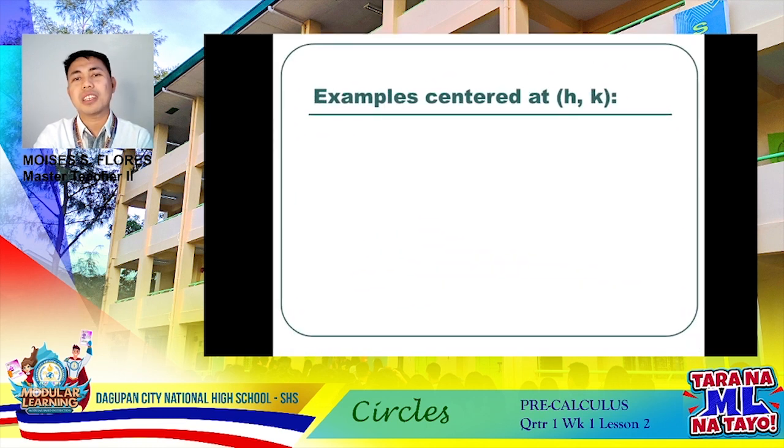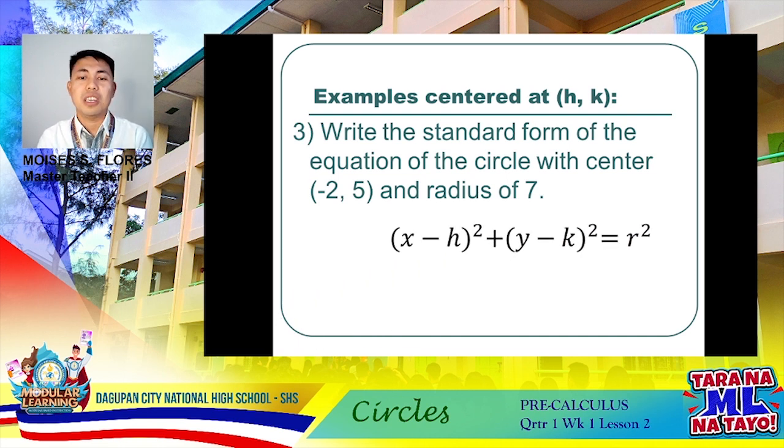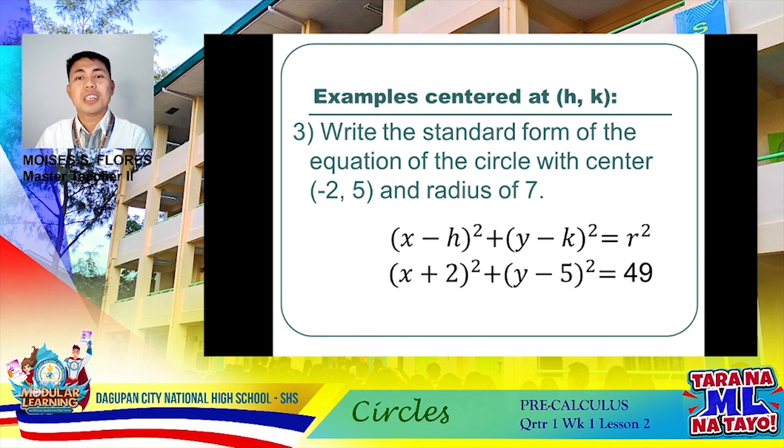Let's have this time a center at (h, k). Write the standard form of the equation of the circle with center at (-2, 5) and a radius of 7. Bear in mind that from our second form, it's just a matter again of substituting your values of h and k. So we have the equation (x plus 2) quantity squared. Why is it positive 2? Because once you substitute -2 in your formula, negative times negative is positive.